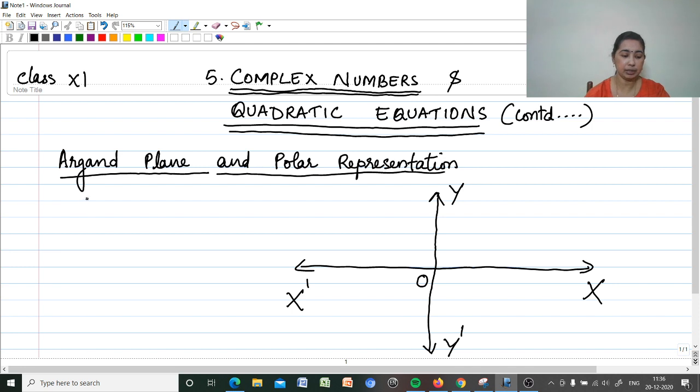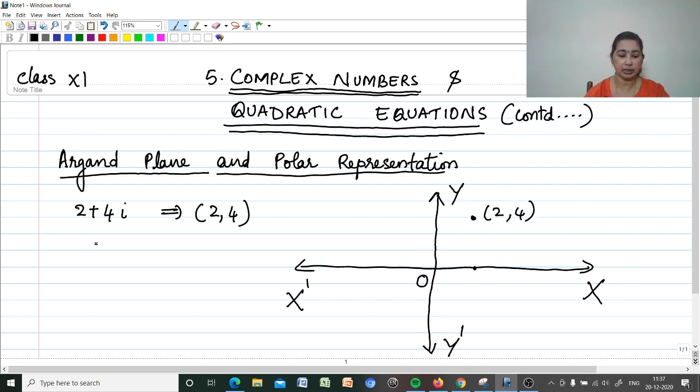So if the complex number is of the form 2 plus 4i, corresponding to this complex number, we can write the ordered pair as 2 comma 4, and this 2 we are representing on the real part and 4 on the imaginary part. That means this 2 is from the x axis. We are taking the real axis as the x axis and the imaginary axis as the y axis. So we take 2 from the x axis and 4 from the y axis, and this coordinate is 2 comma 4.